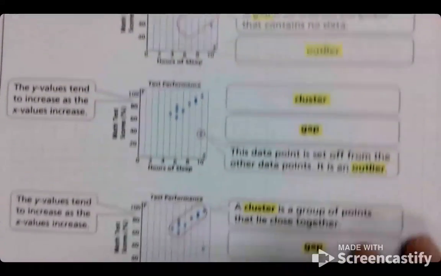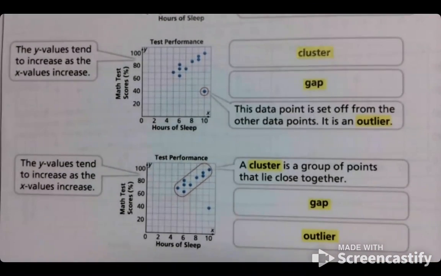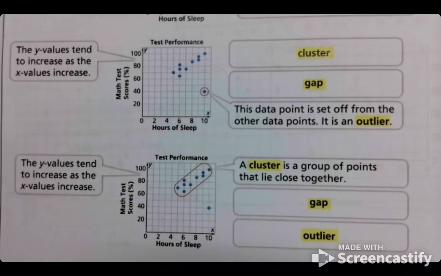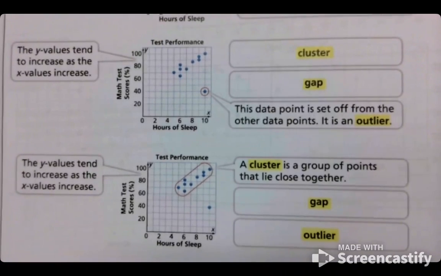An outlier, if you know outfield from baseball, right? It's the person that is far away from the action, in the middle of the back of the field, things like that. That's what an outlier is. It's away from everything, still involved, but away.